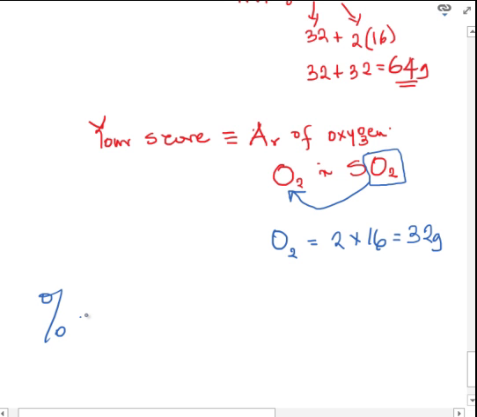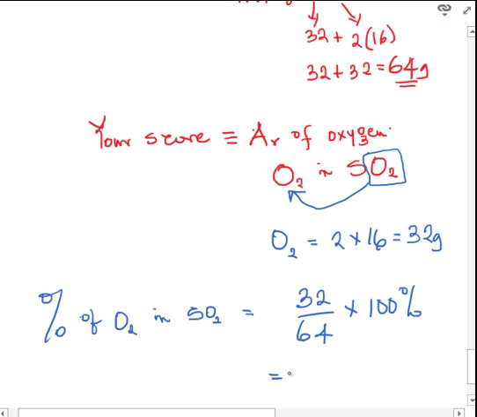Now the percentage by mass of oxygen in SO2 is very simple, right? It will equal 32 divided by 64 times 100%. So the answer will be 50%, without disturbing ourselves with any complicated calculation. 50%.